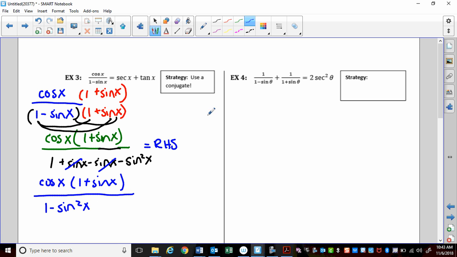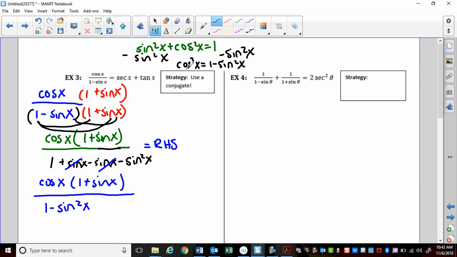And I know from the Pythagorean identity that sine squared x plus cosine squared x equals 1. I want it to look like this, 1 minus sine squared of x. In order to do that, I need to subtract sine squared of x. What I'm left with is cosine squared of x equals 1 minus sine squared of x. Okay? And that's what I'm going to plug into here.